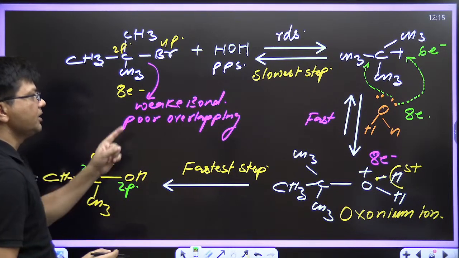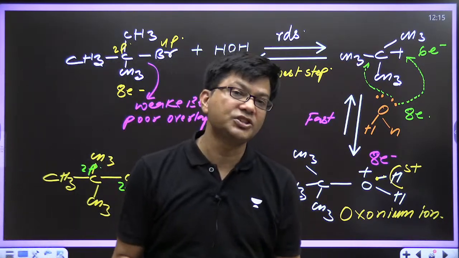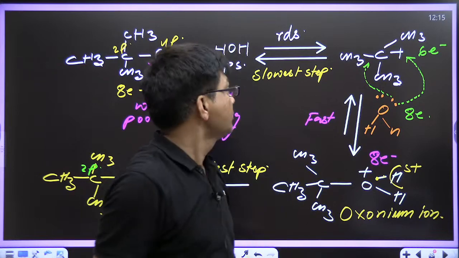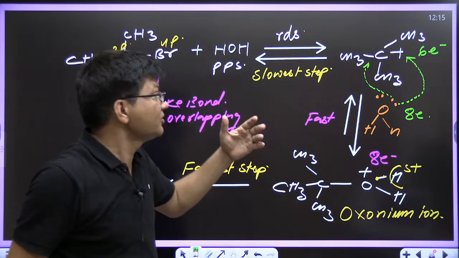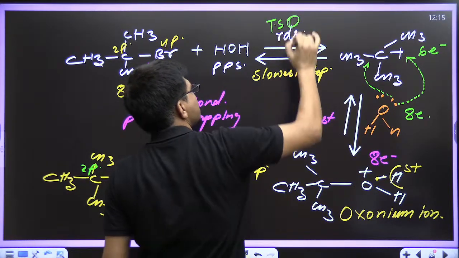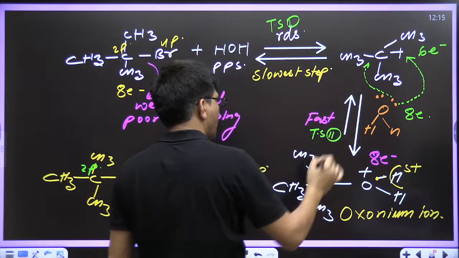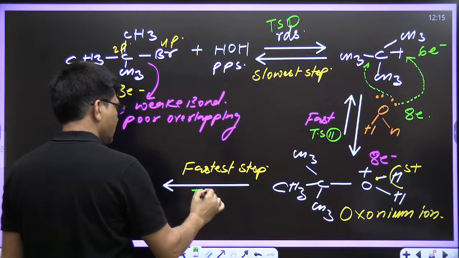So how many intermediates are formed? 3. And you must be thinking, sir, what is a transition state? The transition state is the step. This is your transition state number 1. This is your transition state number 2. And this is your transition state number 3.